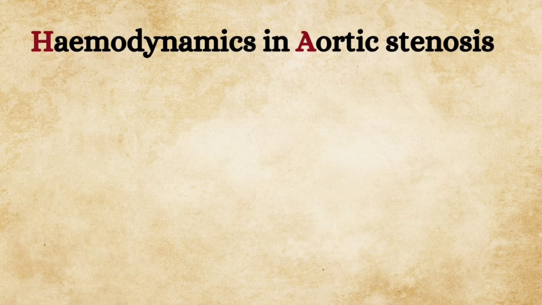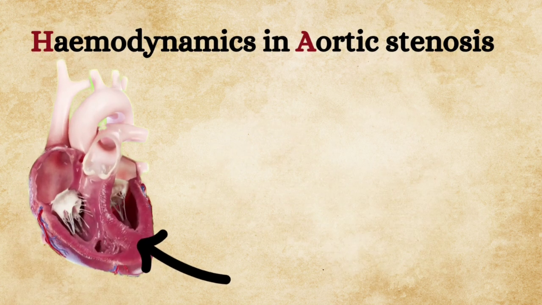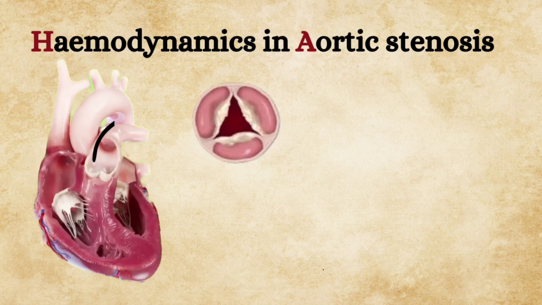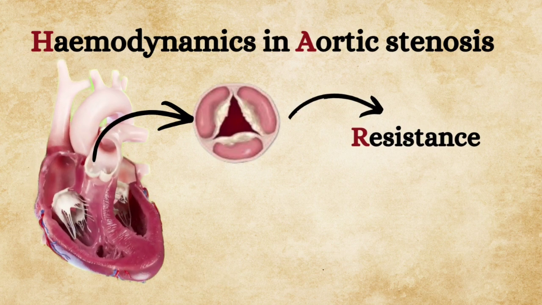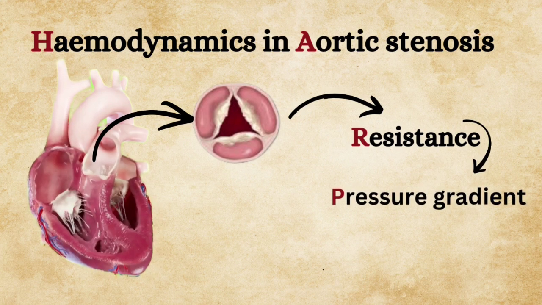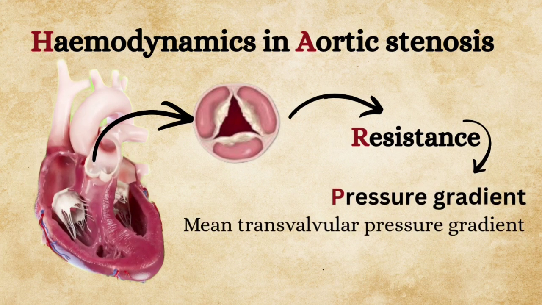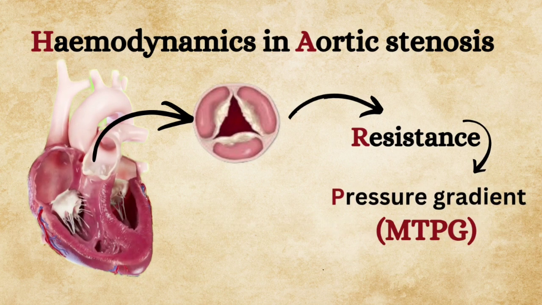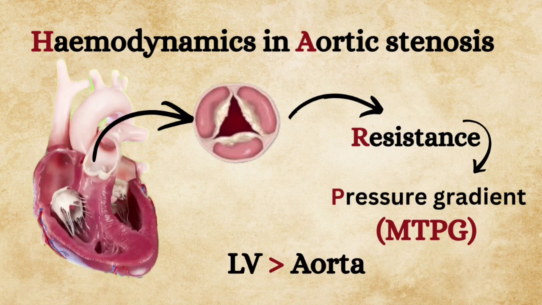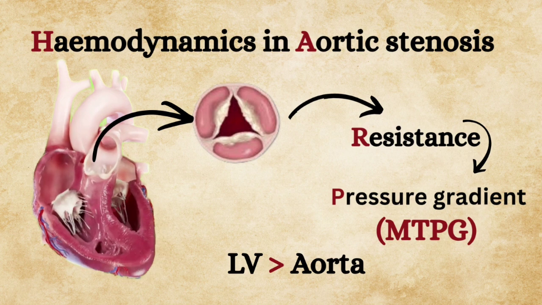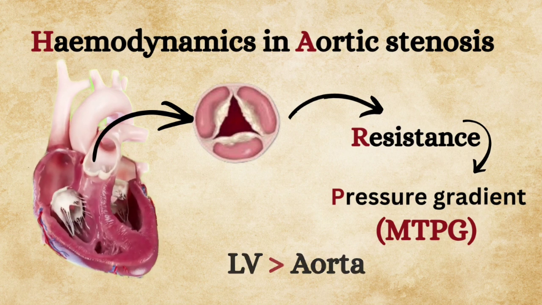Hemodynamics in aortic stenosis. When the left ventricle, the main pumping chamber of the heart, contracts, the narrowed aortic valve creates resistance. This resistance leads to a pressure gradient, called the mean transvalvular pressure gradient (MTPG), across the valve. The pressure in the left ventricle becomes much higher than the pressure in the aorta. This pressure gradient is a key indicator of the severity of aortic stenosis.